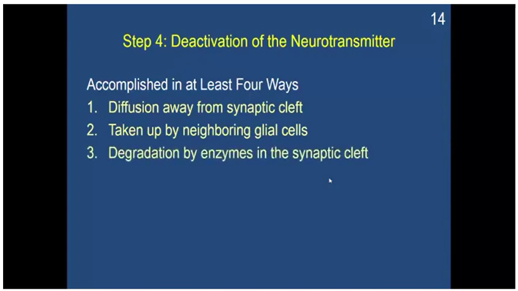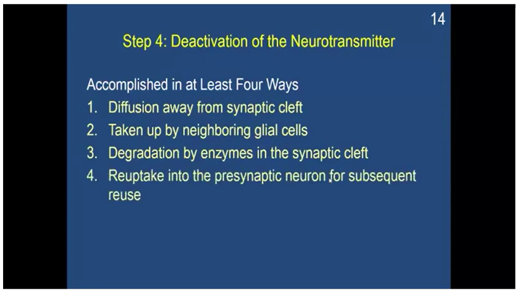And the 2 active ways are degradation by enzymes and reuptake. So that's literally pulling the whole neurotransmitter back up into the presynaptic neuron. That's what reuptake is. So again, those are your 4 ways. 1 and 2 are passive, and 3 and 4 are active. Active because it's involving the synapse, or the 2 neurons are involved in the synapse, right?